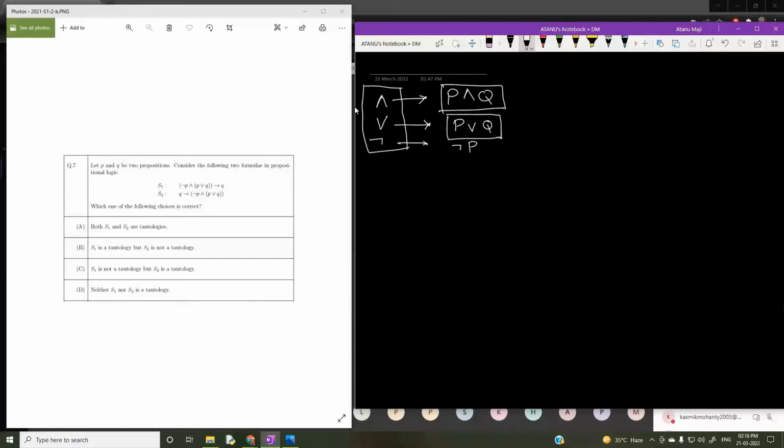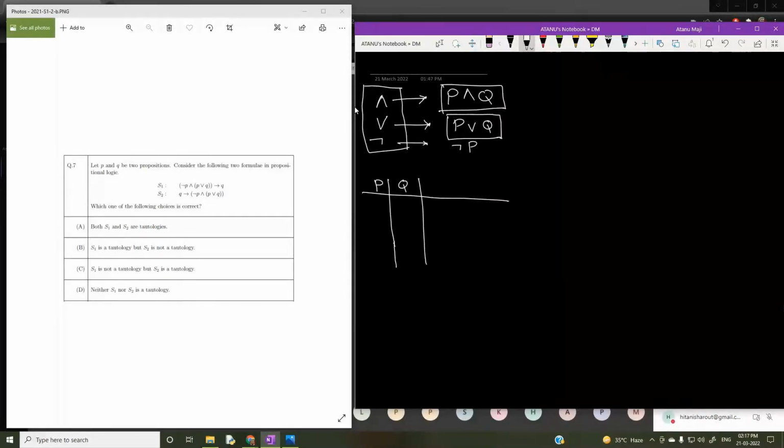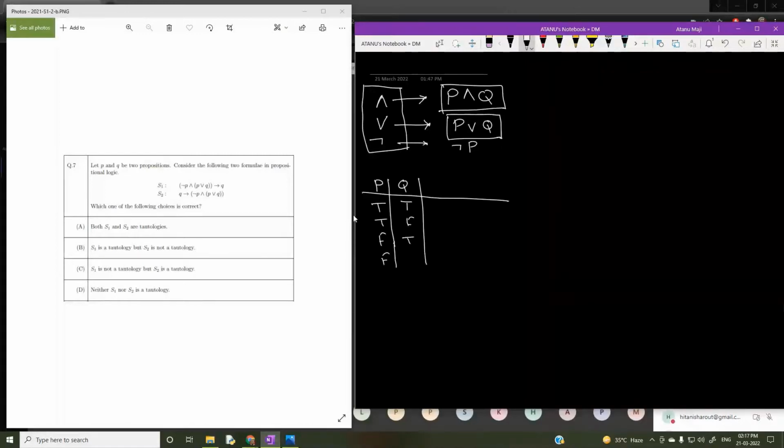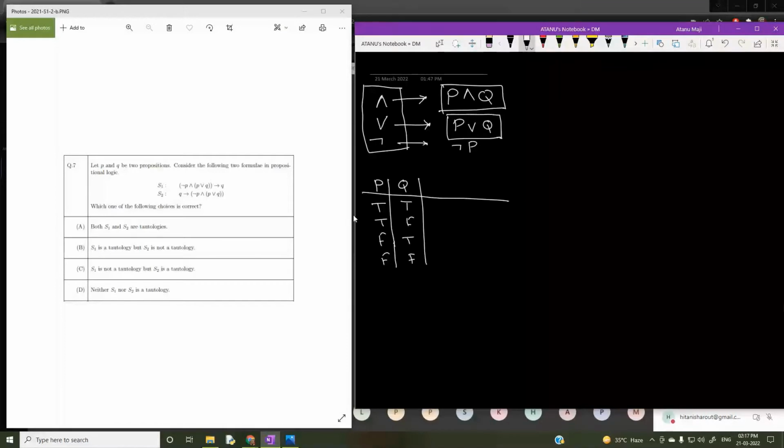Now if I take 2 propositions together, we will get a total of 4 combinations or 4 possibilities between them, if we consider that any proposition will have 2 options, either true or false. So if we take 2 propositions together, we will have a total of 4 options to choose. Like I can write in this way: true, true, false, false, and there will be true, false, true, false. So suppose I have taken a truth table like this.